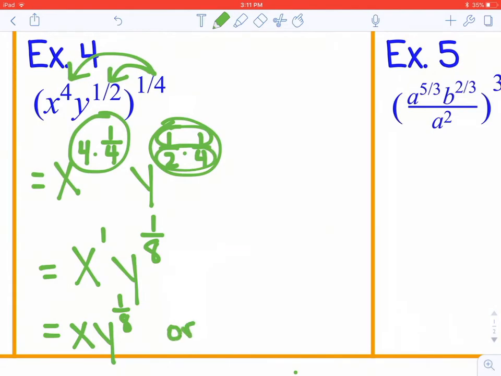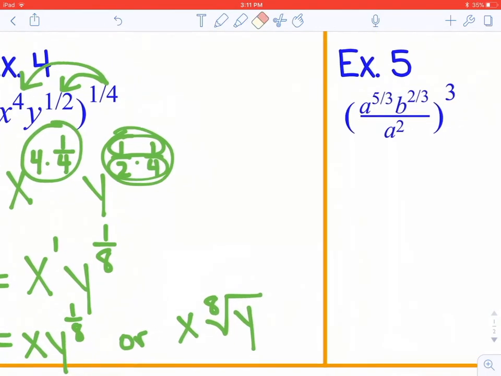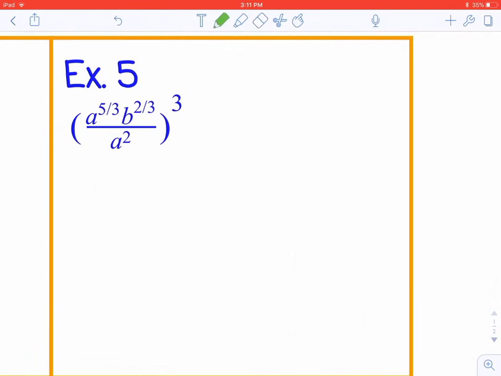And then keep in mind that's equivalent to x and then the 8th root of y. Those are equal statements, neither one is more correct than the other. It just depends on what you would need when you're working on a problem. Alright, let's look at example 5.